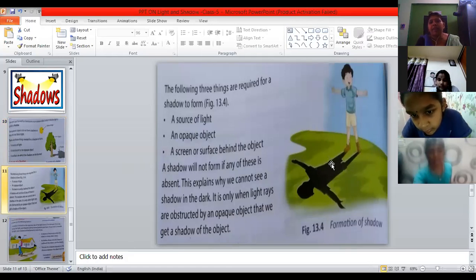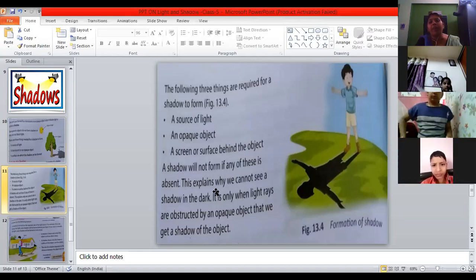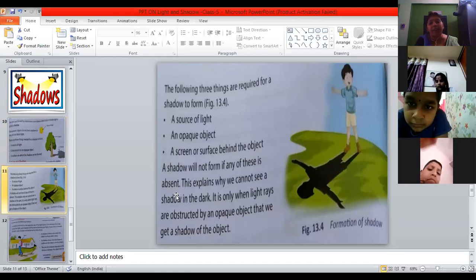Okay, children. These are the things required to form a shadow. A shadow will not form if any of these is absent. If there is no light, can you see the shadow there? No, ma'am. One by one you have to ask.